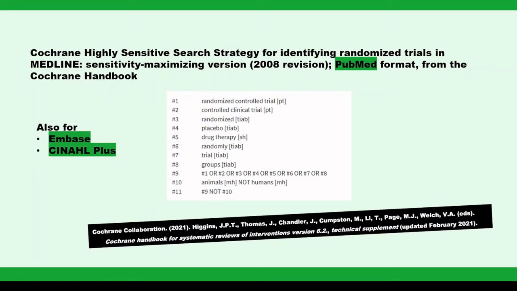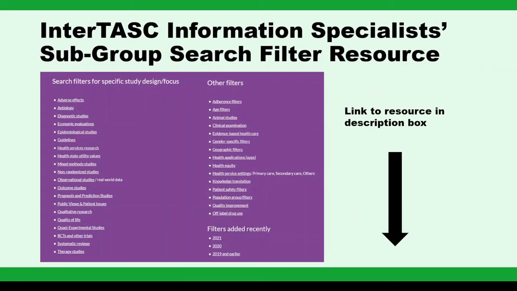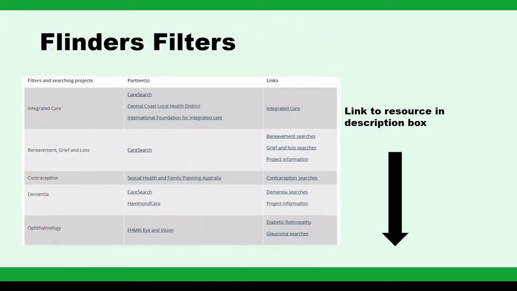There is an Intertask Information Specialist subgroup search filter resource. There is also a Flinders Filters page. These resources, among some others, contain filters that you can use and adapt for your own purposes. If you decide to use or adapt any of these filters, please be a good searcher and cite them.